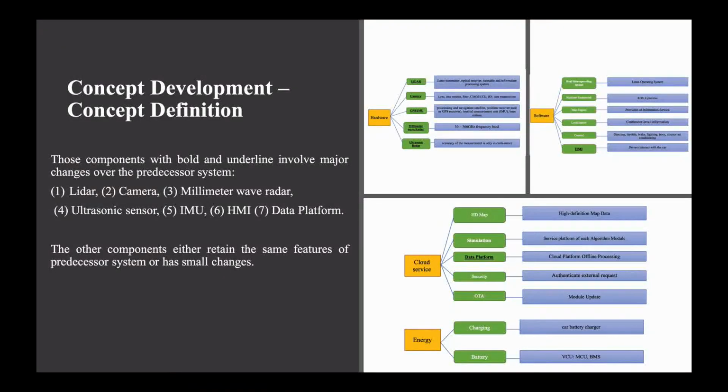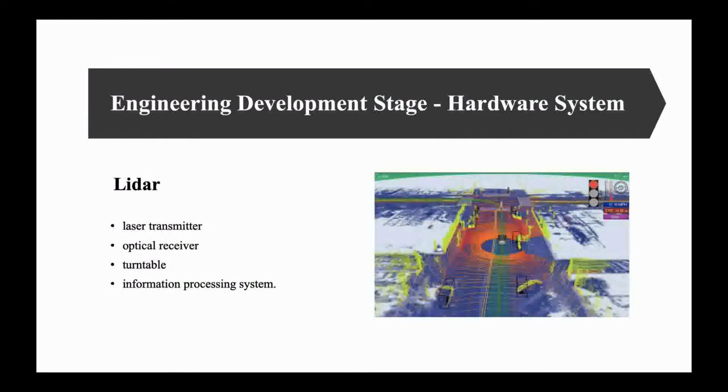Here's a diagram showing that those components in bold and underline involve major changes over the predecessor system, and the other components either retain the same features of the predecessor system or have small changes. In this stage, the design of the whole system will be discussed according to subsystems. Based on the analysis in the concept exploration stage, the major updated parts and newly designed functions are included.